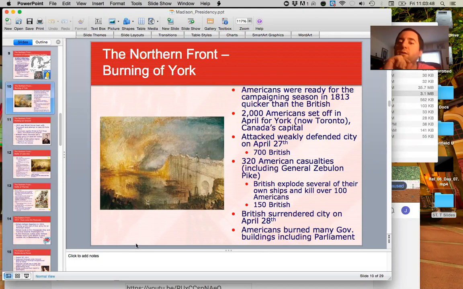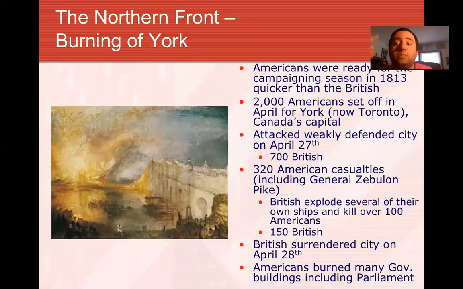Americans were ready for the campaigning season in 1813 quicker than the British. So the U.S. seems more prepared, faster than the British. They see what just happened at the 3 forts. So a total of 2,000 Americans set off in April for York. Where's York? If anybody's ever been to Toronto, Canada, that was Canada's capital then. York is Canada's capital. 2,000 Americans are going there in April.